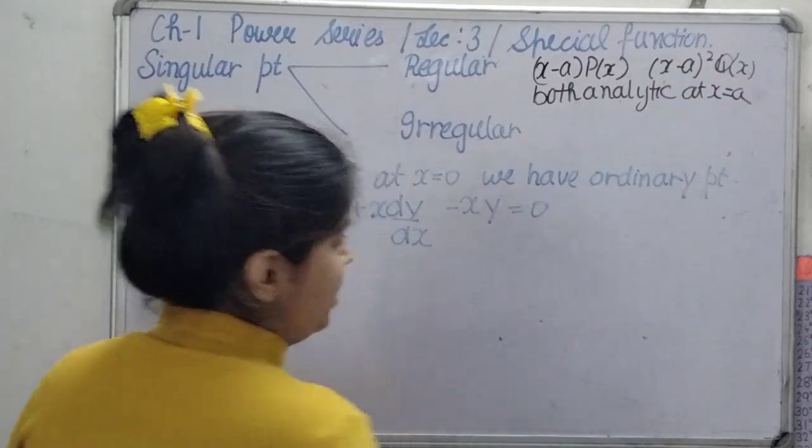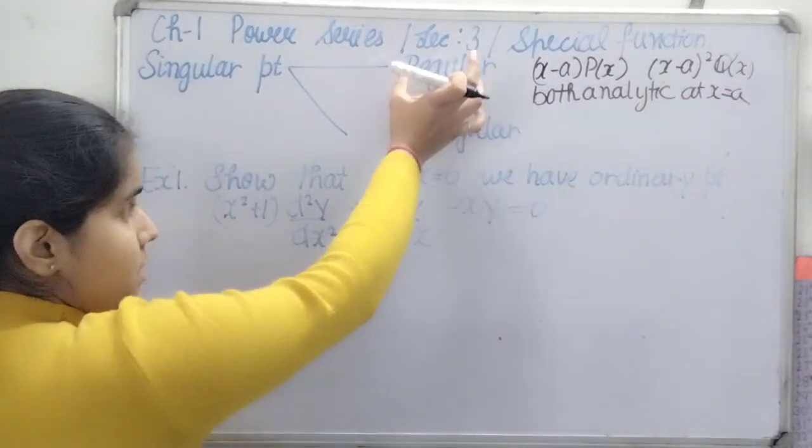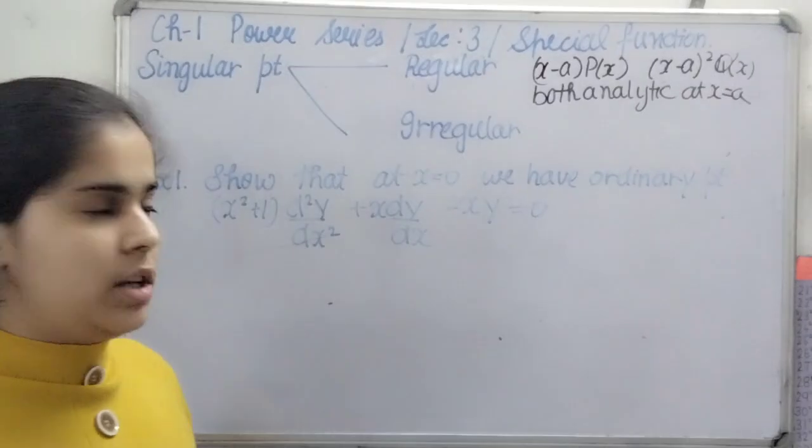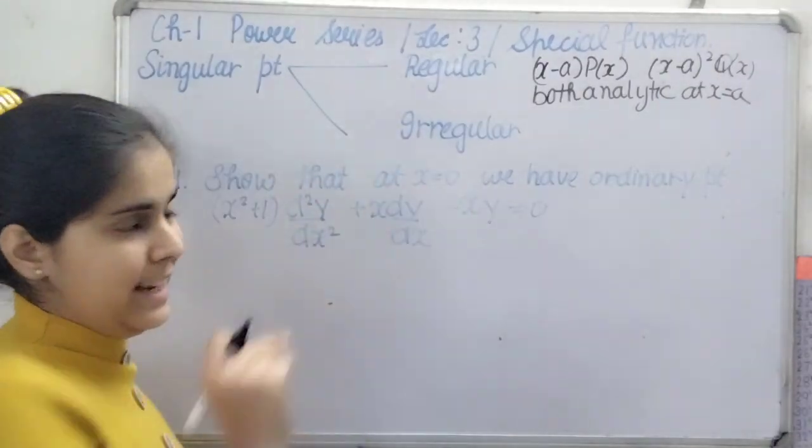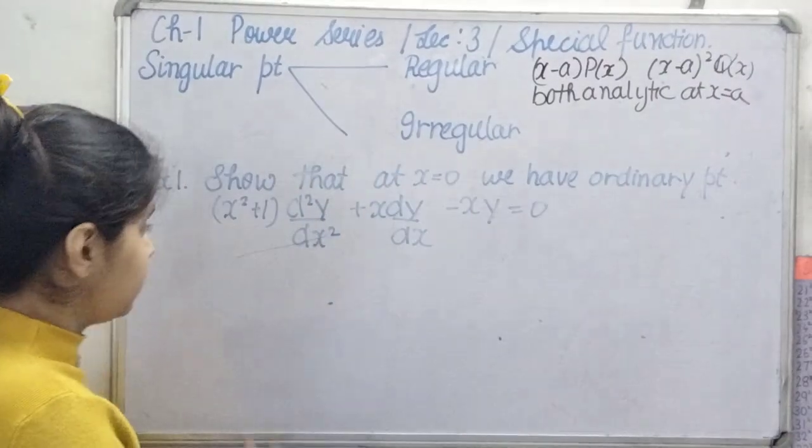दोनों हमारे पास कैसे होना चाहिए? एनालिटिक होनी चाहिए. Now if it is not analytic, then it will be irregular singular point. अगर आपको चीजें नहीं समझ आई, क्वेश्चन के थ्रू समझते हैं.